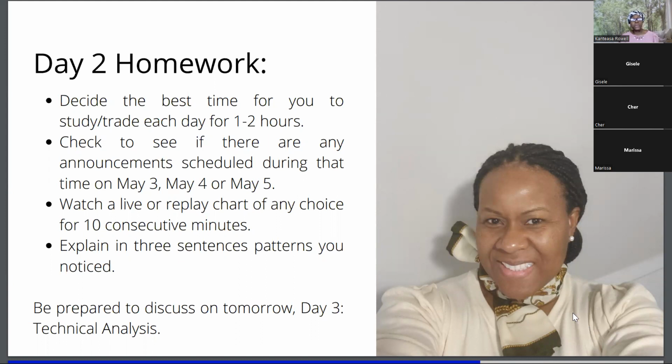One, decide the best time of day for you to study and trade each day for 1 to 2 hours. I'm sharing this with you up front because if you don't feel that you can devote this minimum amount of time on a daily basis, don't waste your time, don't waste your money. Just don't bother. If you cannot devote 1 hour per day, don't waste your time, don't waste your money.